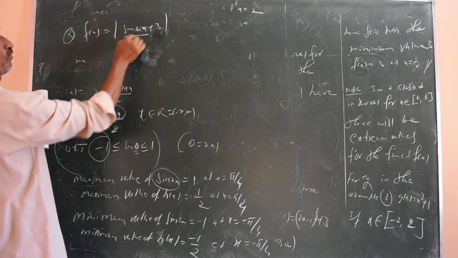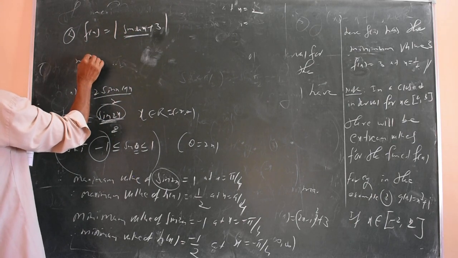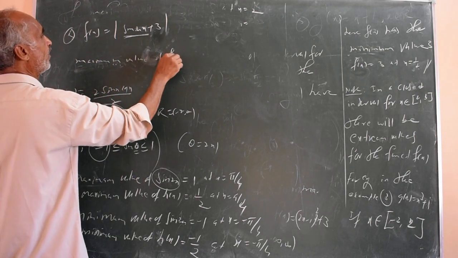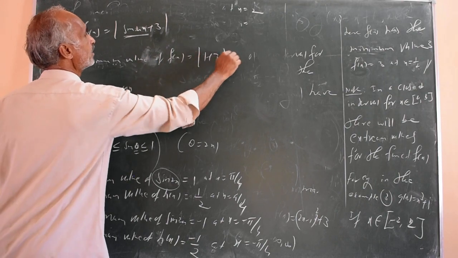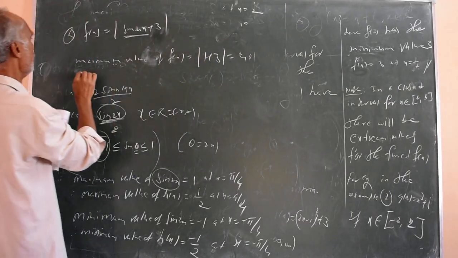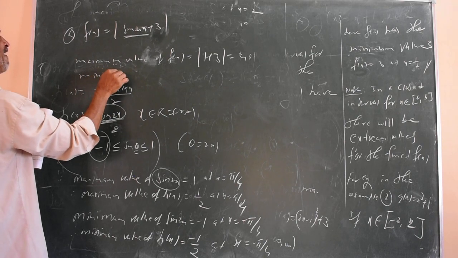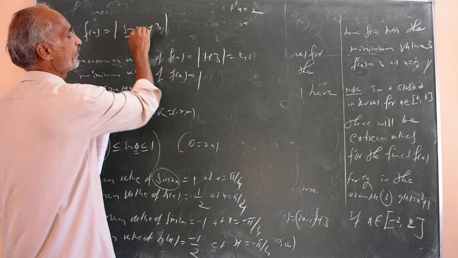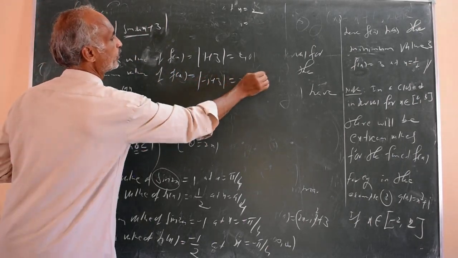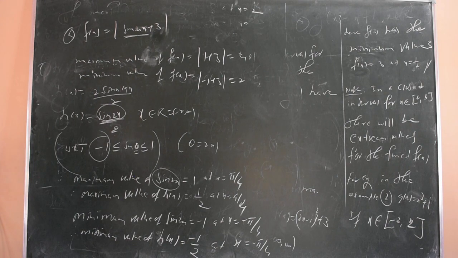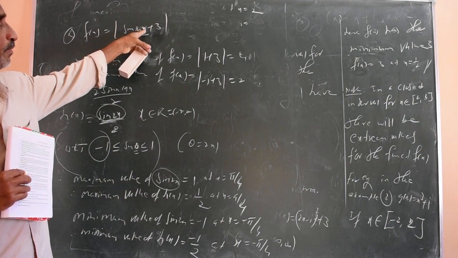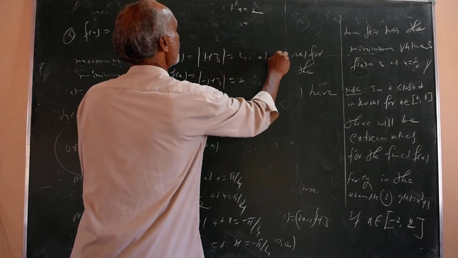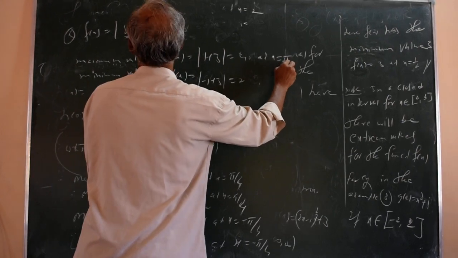The maximum value of sin 4x is 1. Therefore, the maximum value of f of x is equals to 1 plus 3, that's equals to 4. The minimum value of f of x, what is the minimum value of sin? Minus 1 plus 3, that's equals to 2. So, at what point? 4x means x is equals to pi by 4, at x is equals to pi by 4. Not pi by 4, pi by 8.